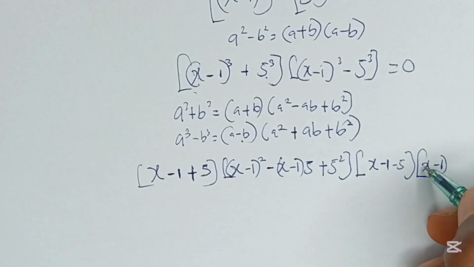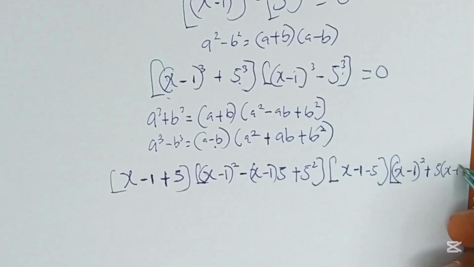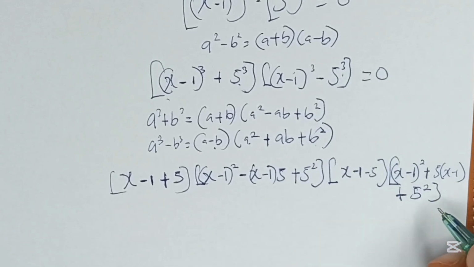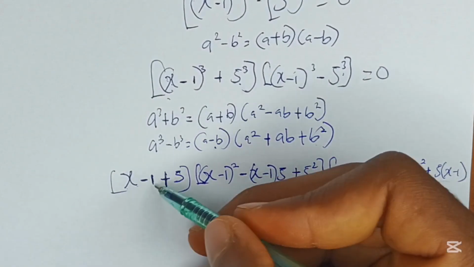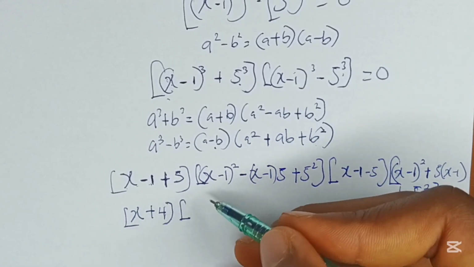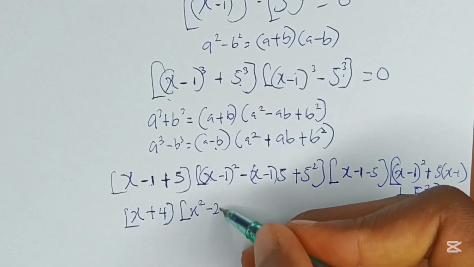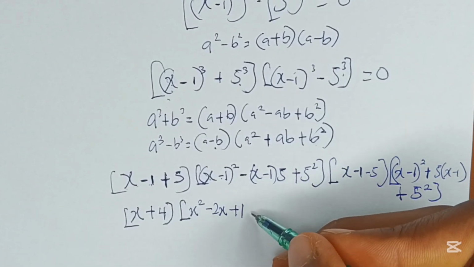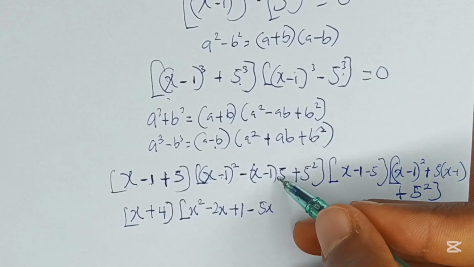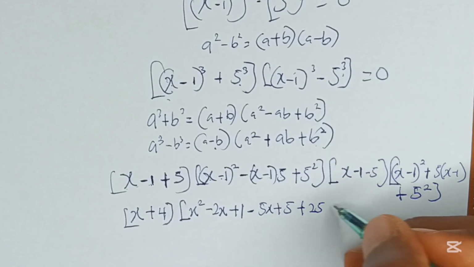(x - 1)² + 5(x - 1) + 5². Moving on, we now have x - 1 + 5 is x + 4, multiplied by x², x times 1 is -1... minus x times 2 is -2x, 1 squared is plus 1, minus 5 times x is -5x, minus 5 times -1 is plus 5, plus 25.